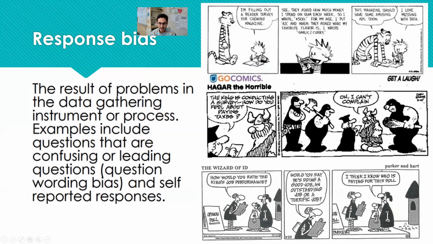And then the last cartoon is the Wizard of Id. Again, it has to do with a king conducting a poll. How would you rate the king's job performance? And the options are he's doing a good job, an outstanding job, or a terrific job. Okay, and then I think I know who's paying for this poll. So here, right, it's definitely the wording of the question is leaning you towards certain responses and leading you away from other responses, or just not even giving you the option of other responses.